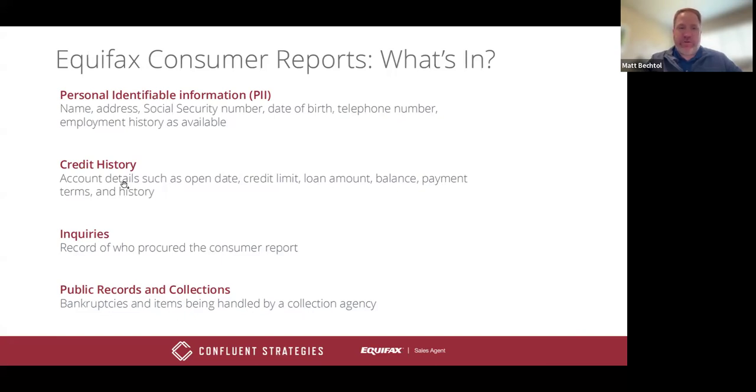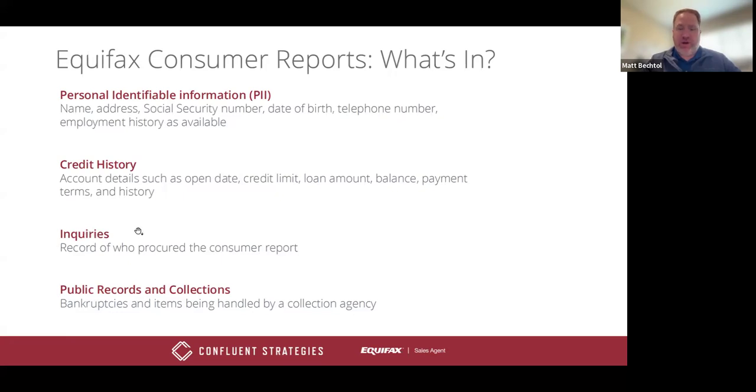And then, of course, the report's going to contain primarily the credit history for the consumer or the member, all their account details, such as when accounts were opened, what were their credit limits, what was the original loan amount, what's the current balance or the balance last reported, what are the payment terms, how many months was the loan, what's their scheduled monthly payment, and then, of course, all the history since the loan was opened.